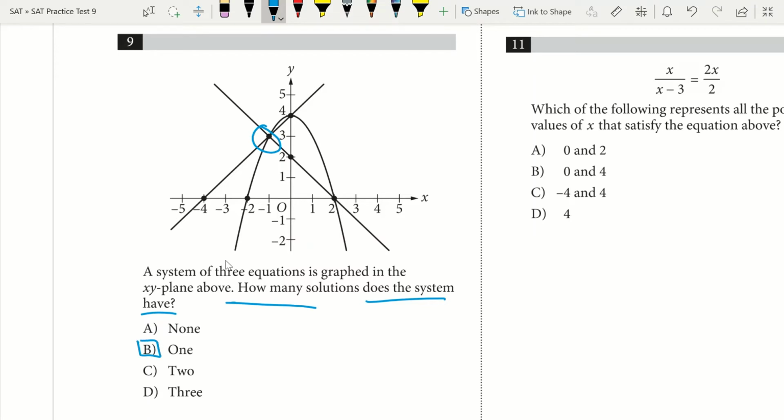Key thing here, understanding that when you're asked for the solutions of a system, and you have 3 different things, it has to be only where all 3 intersect. The reason I included this is because sometimes you get so used to only having 2 equations and finding where 2 equations intersect. If you're asked for 3, it's where all 3 intersect, then it's going to be a solution. In this case that only happens once, which is going to be right here. Thus our answer there is going to be B for number 9.